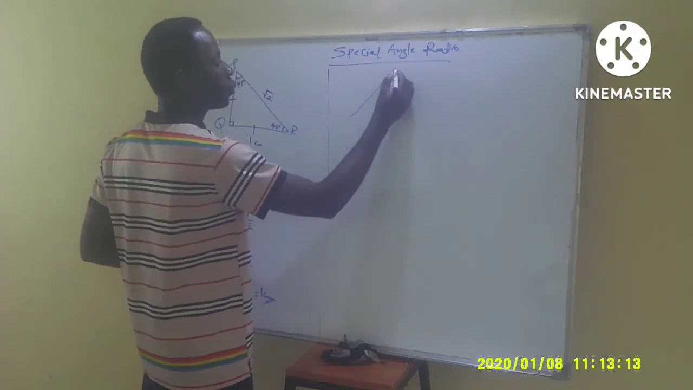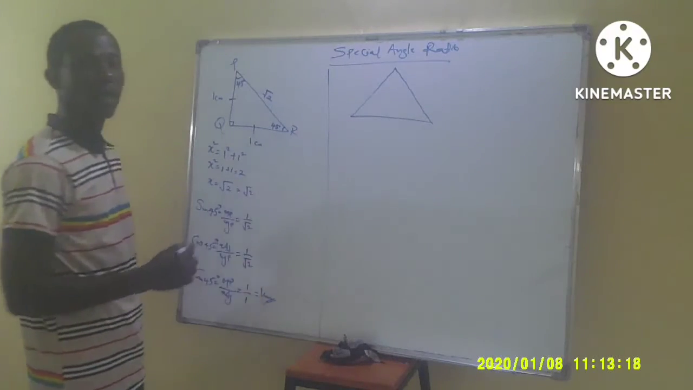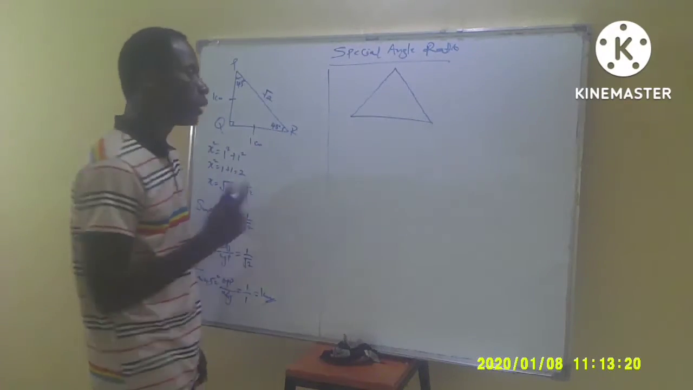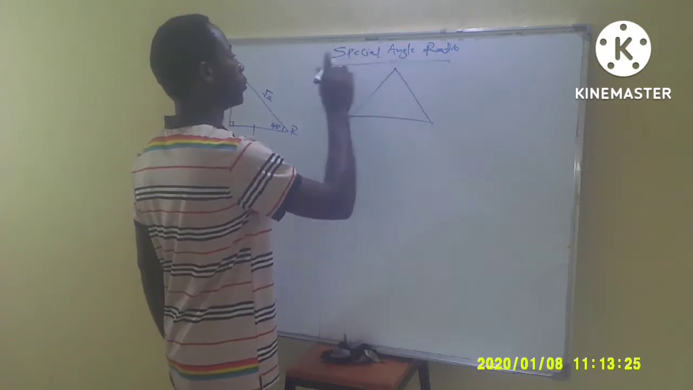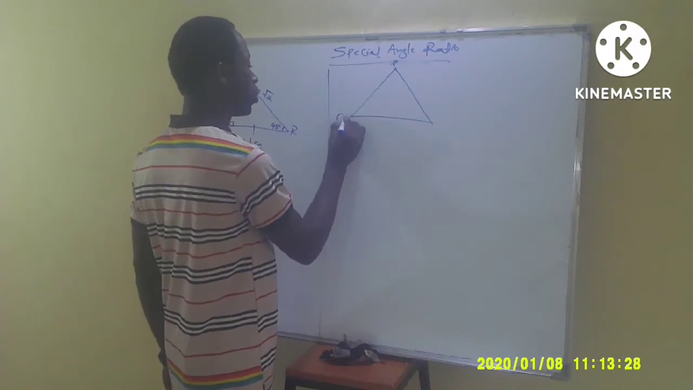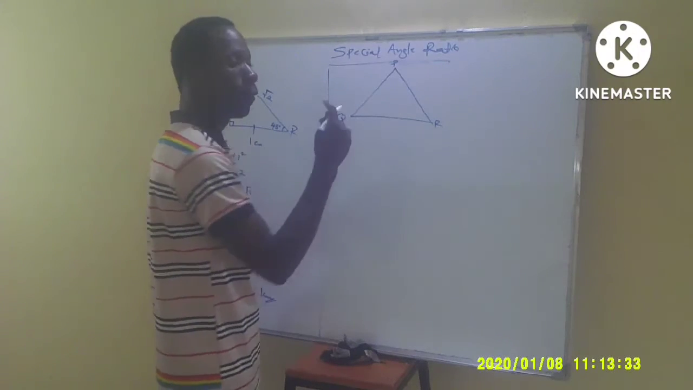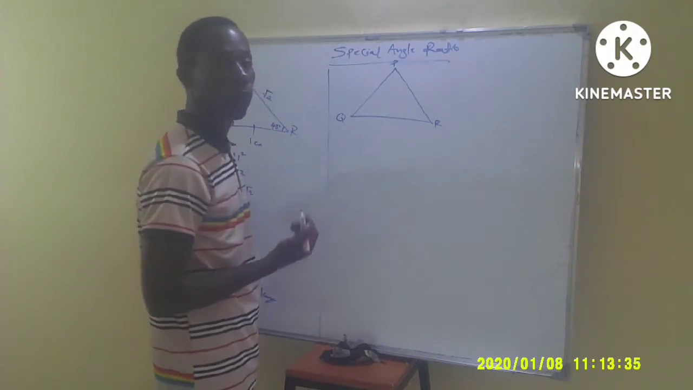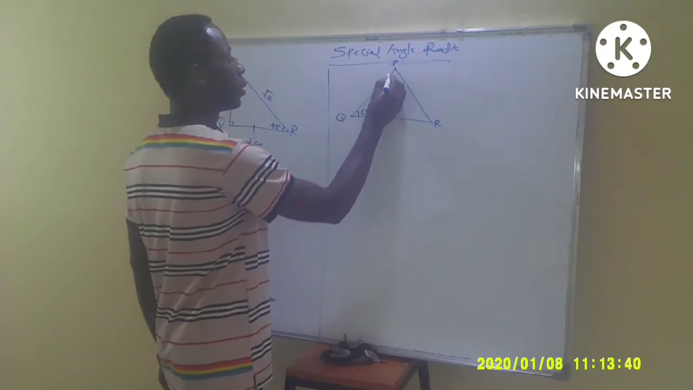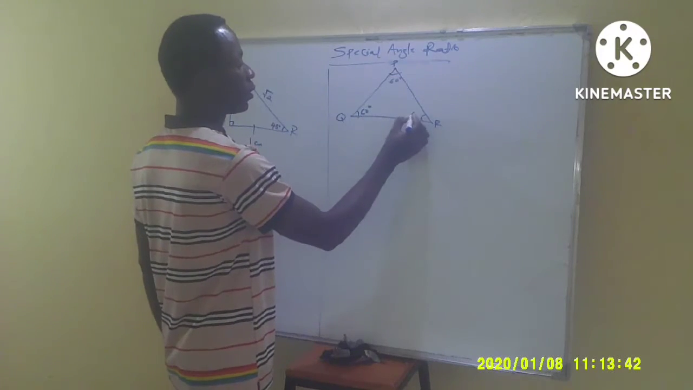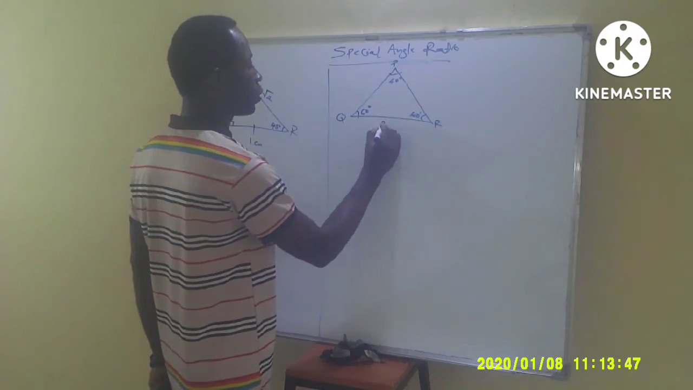So what is an equilateral triangle? An equilateral triangle is a triangle in which all the sides are equal. From the word equal, equilateral triangle. So let me call this P, let me call this Q, let me call this R. For an equilateral triangle, if all the sides are equal, that means all the angles as well will be equal. So I'm having 60 degree here, 60 degree here, 60 degree here. Everything adds up to 180. So let me make this side from here to here 2 centimeter.